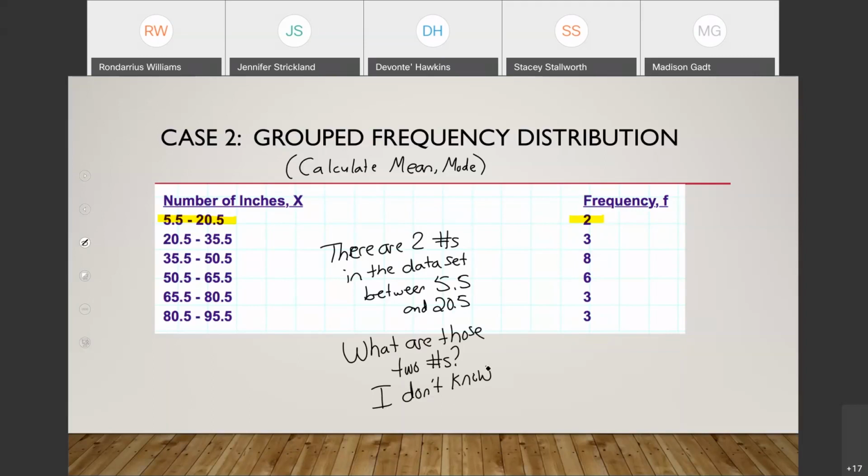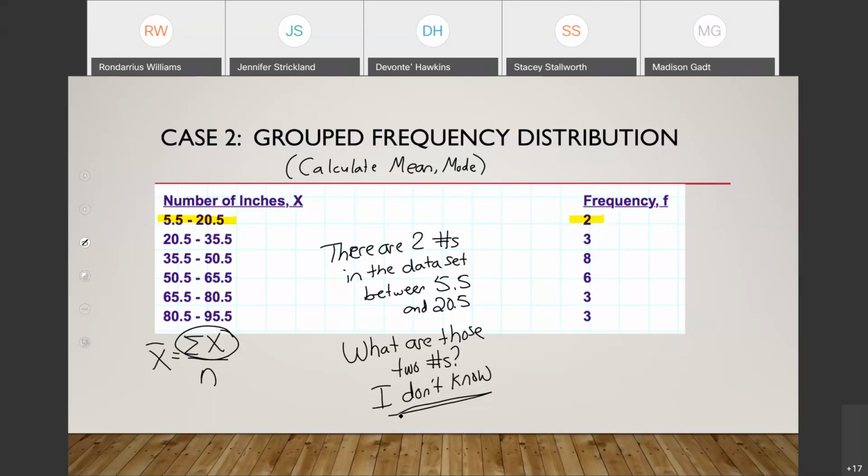This is a problem because when I go to calculate the mean, this thing on the top is supposed to be taking all the numbers and adding them up. And if I don't know what the numbers were, then I'm going to have a hard time adding them up. Does that make sense? So what we're going to have to do is estimate a little bit. That's the best that we can do in this situation because I don't have the numbers, so I can't add them up.